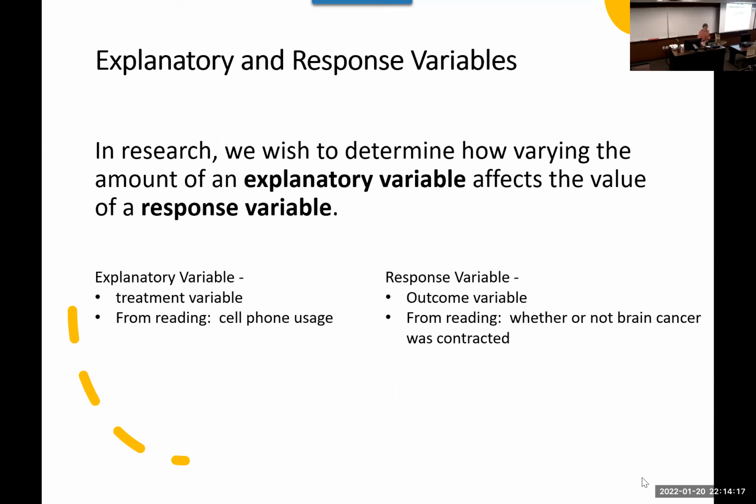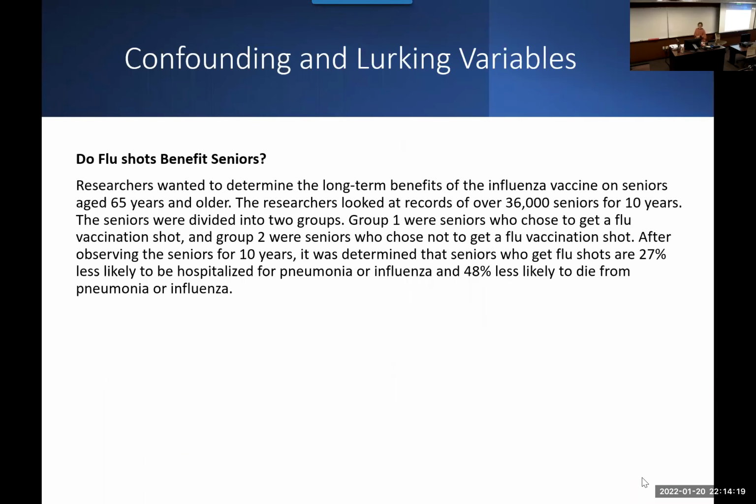So let's look at some more information about this. Okay, so we've got our two variables that we're looking at that are helping to answer questions. But there are other variables or factors that can go into a study. And those variables are considered confounding and lurking variables. So let's look at this example here.